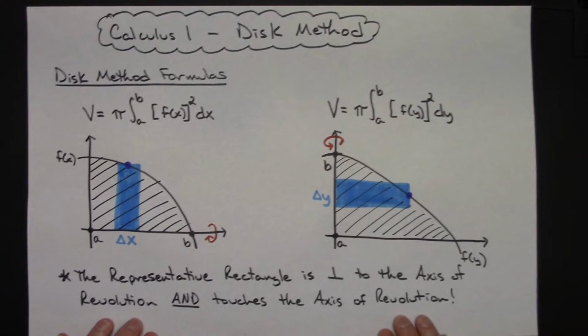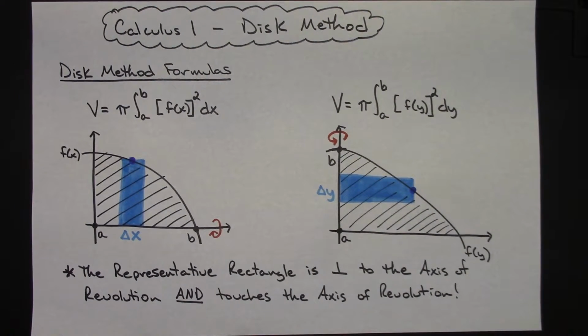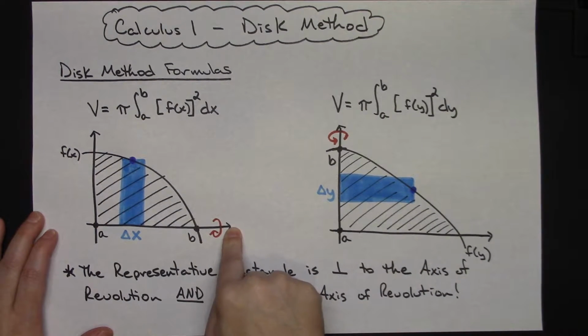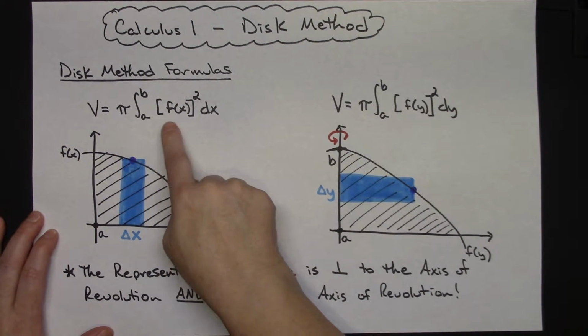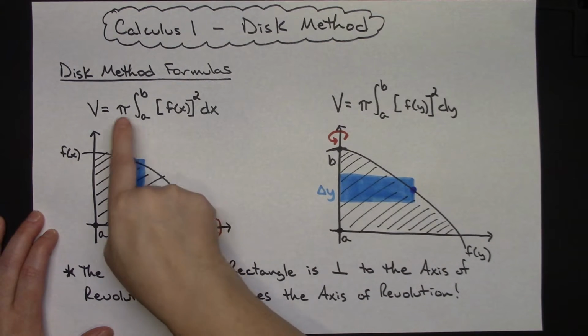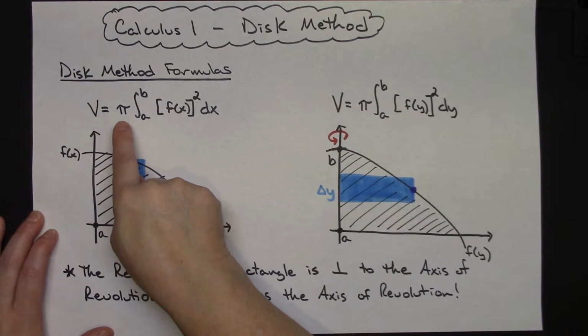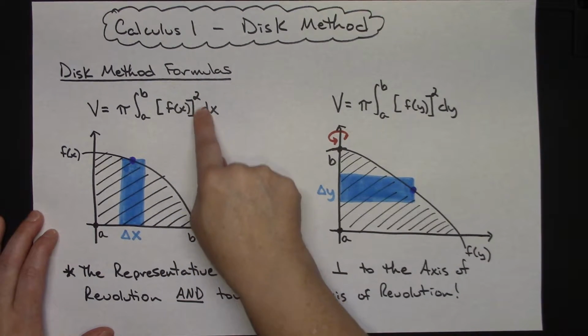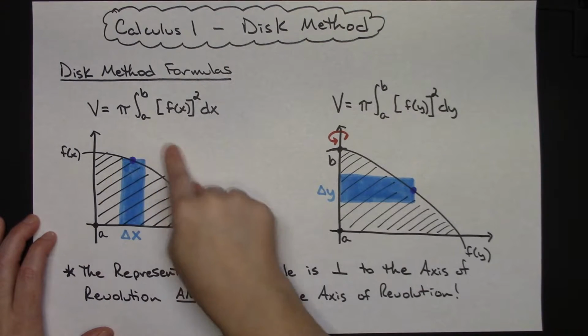Now here what I've done is we've laid out all the formulas. We're going to focus first on a function that is given to me in terms of x. So my volume is going to be equal to pi times the integral from a to b of f of x squared dx.